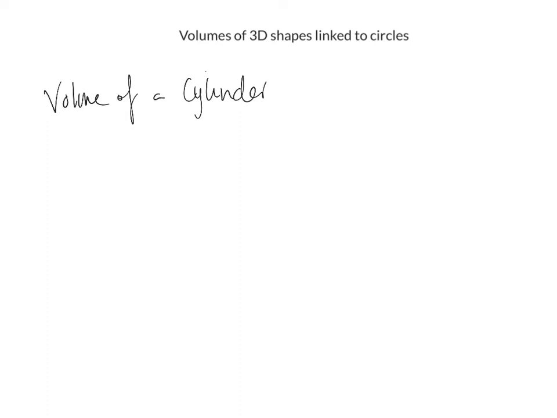Now, a cylinder is a prism that has a circle on the end. So a prism is any shape that has what we call a constant cross-section. So the same shape all the way through, and then it has some length as well. The volume of a prism is the area of the cross-section multiplied by the length. So for a cylinder, which is just a circular-ended prism, we need the area of the cross-section, which is pi r squared, because that's the area of a circle, multiplied by the length of the prism. So that's your first formula. Volume of a cylinder is pi r squared L.